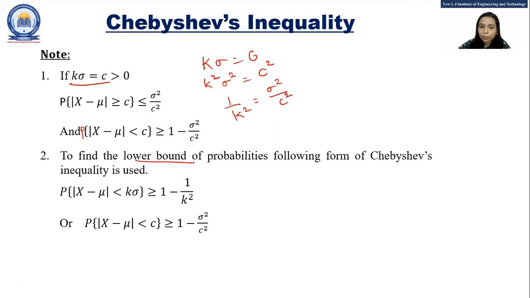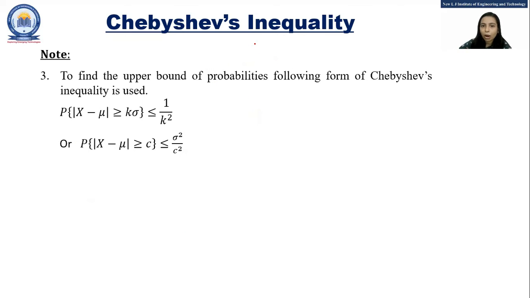Now, to find the lower bound of the probability, we can make use of this Chebyshev inequality. That is, probability of mod x minus mu less than k sigma is greater than or equal to 1 minus 1 upon k square, or probability of mod x minus mu less than c is greater than or equal to 1 minus sigma square upon c square. Similarly, to find the upper bound, probability of mod x minus mu greater than or equal to k sigma is less than or equal to 1 upon k square, or probability of mod x minus mu greater than or equal to c is less than or equal to sigma square upon c square.